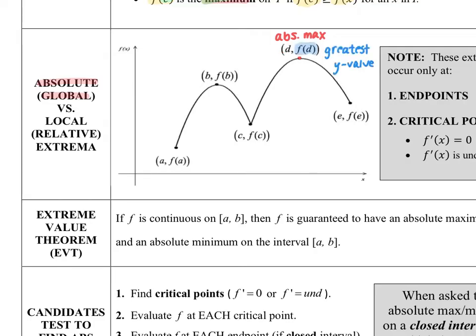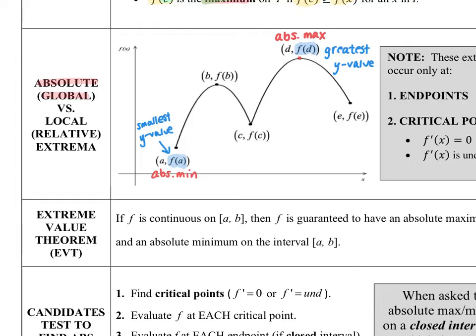And that is my absolute max because that is my greatest y value. And if you look at this, my absolute min would be my lowest point or my least y value, which is happening here at a, comma, f of a. And f of a would be my smallest y value. So your absolute max and absolute min look at the entire graph. But I have other types of maxes and mins on this graph.